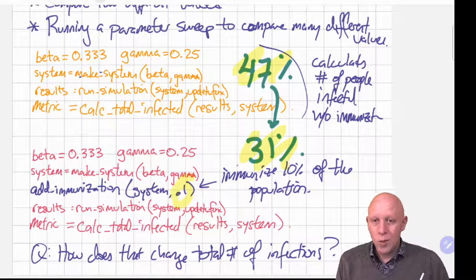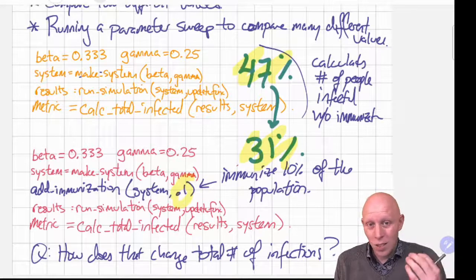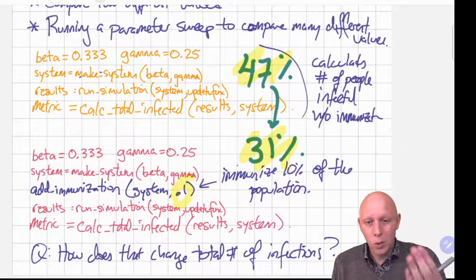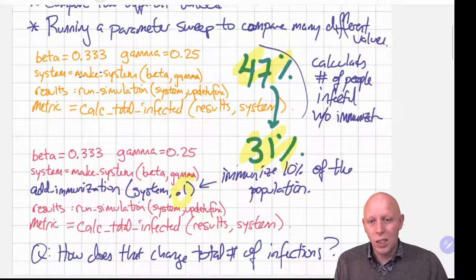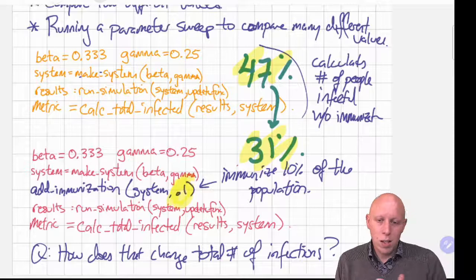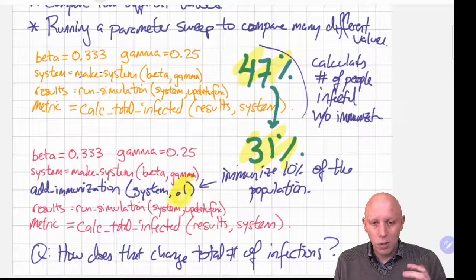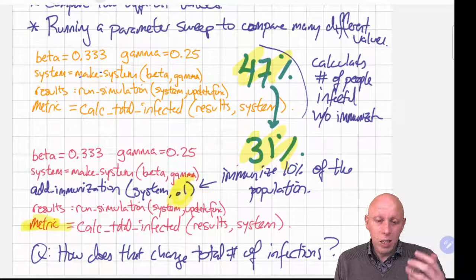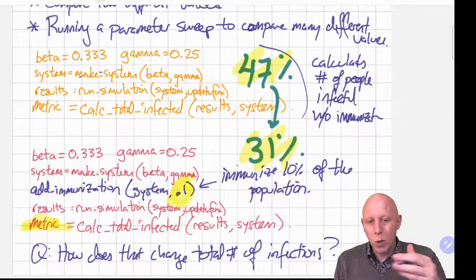And so that really begs the question, what happens if it were not 10%, but 20%, 30%? How does that change the total number of people who get infected? To answer that sort of question, we're going to set up a parameter sweep where we let this number 0.1 vary over a number of different values and collect the information of what our metric is depending on what input we give.